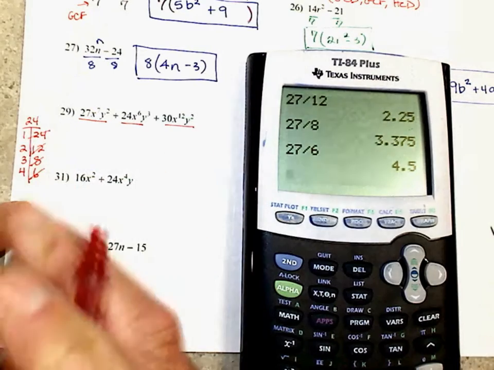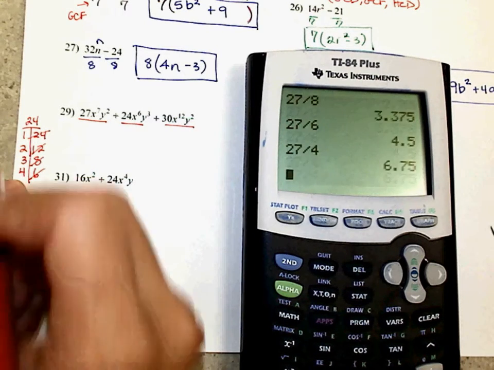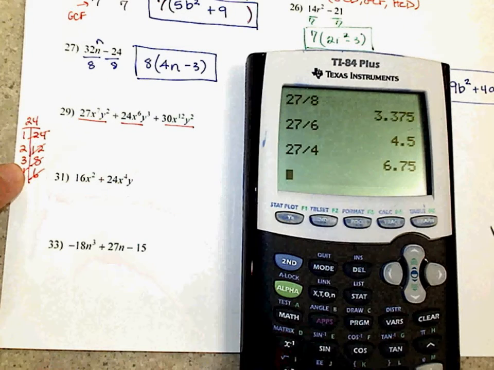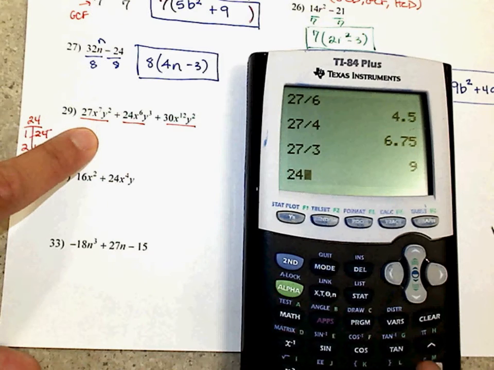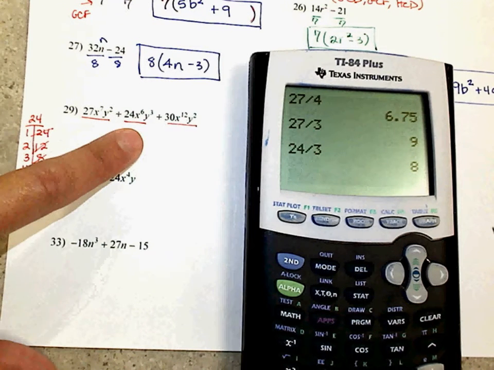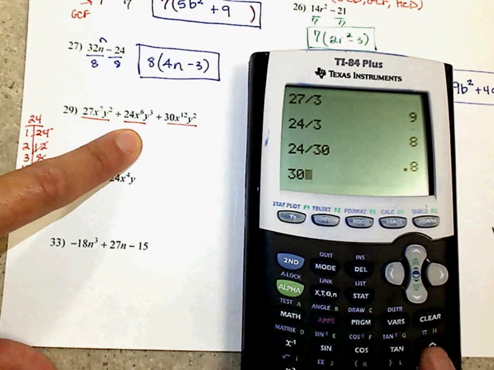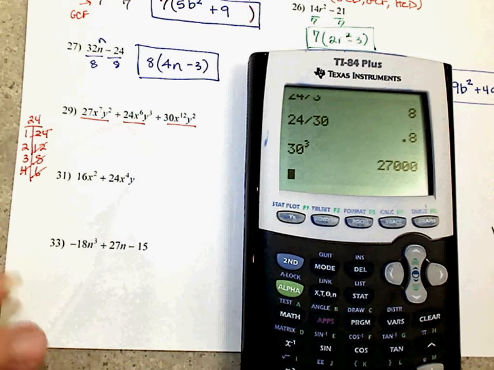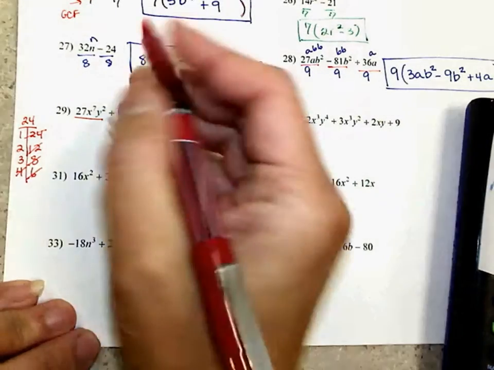How about 4? 27 divided by 4? Nope. 3. 27 divided by 3? There's a 9. 24 divided by 3? There's an 8. 30 divided by 3? Yes. It's 10. Okay. So the greatest number that goes through all these is 3. So I'm going to take out a 3.